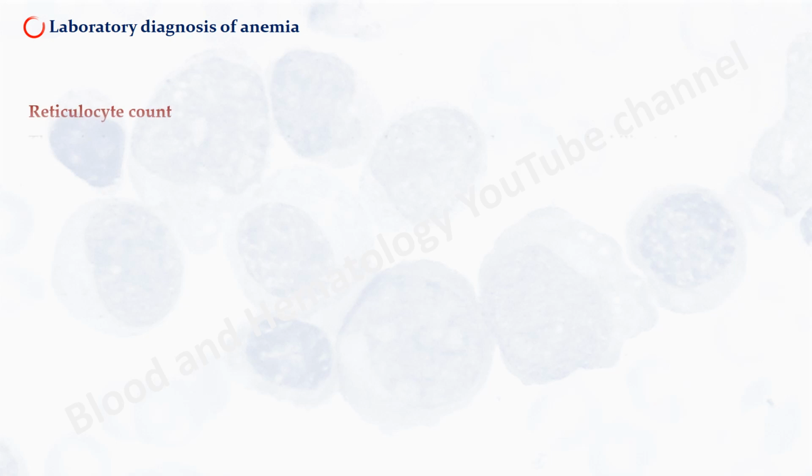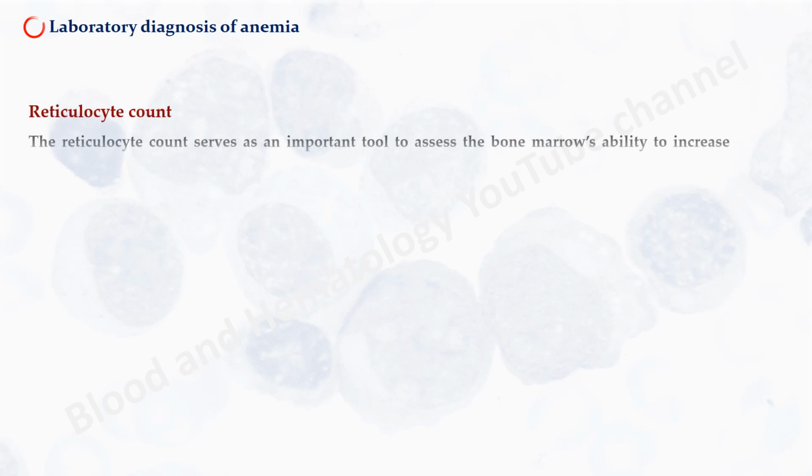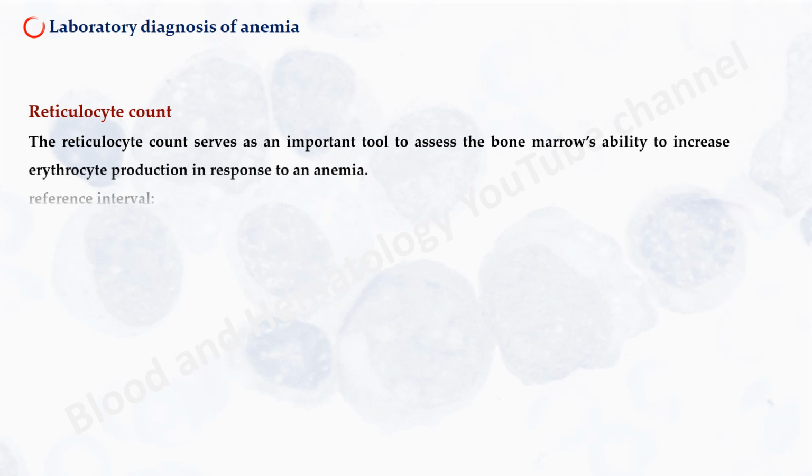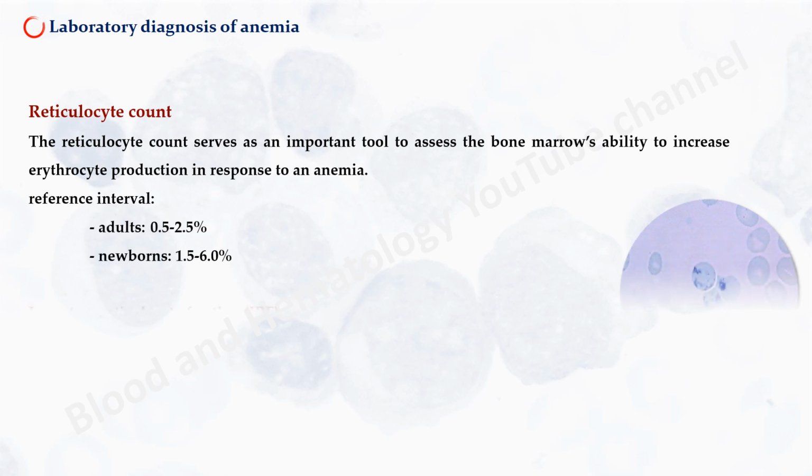The reticulocyte count serves as an important tool to assess the bone marrow's ability to increase erythrocyte production in response to an anemia. The adult reference interval for the reticulocyte count is 0.5 to 2.5% expressed as a percentage of the total number of erythrocytes.